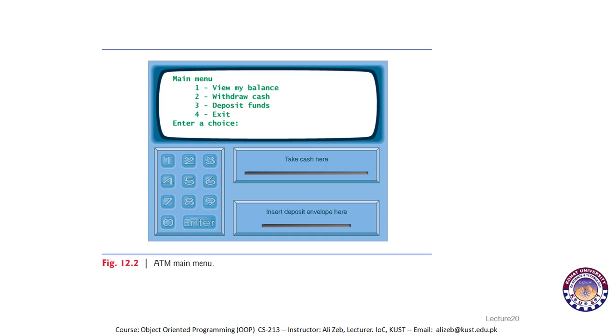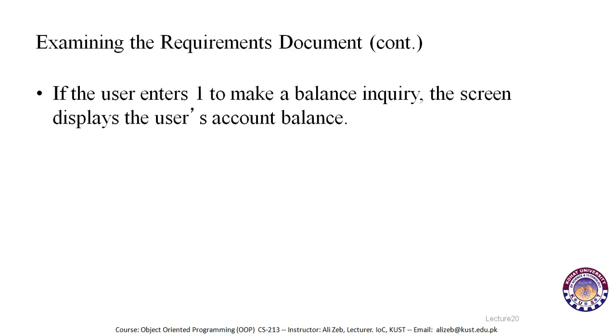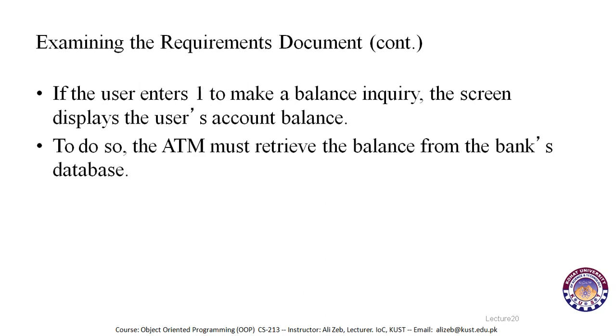On the main menu, there are 4 options given to the user. The user enters a choice from his or her keyboard, and the following operations should result based on the choice of the user. If the user enters 1 to make a balance inquiry, the screen displays the user's account balance. To do so, the ATM must retrieve the balance from the bank's database.